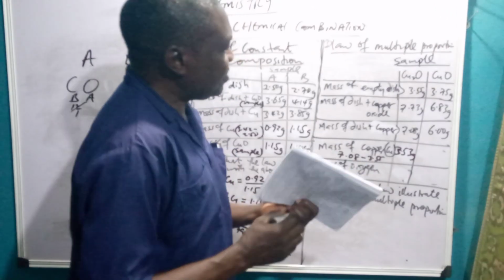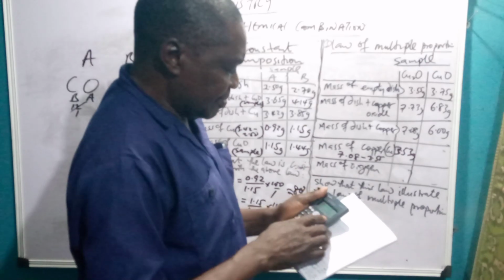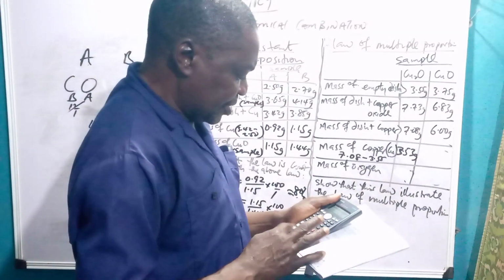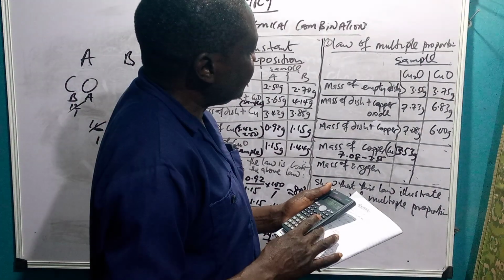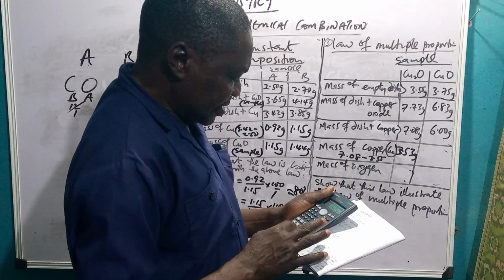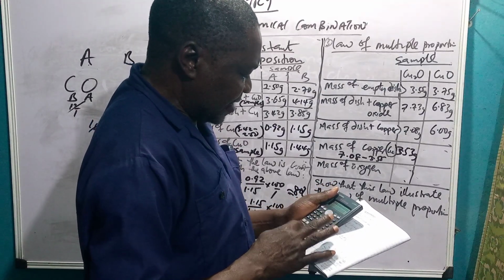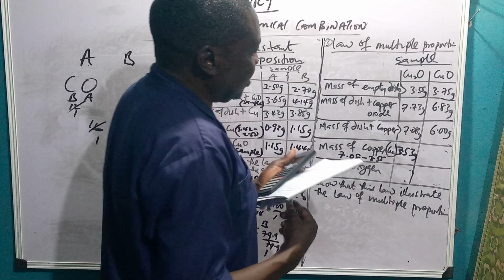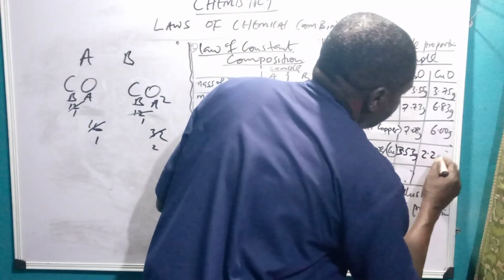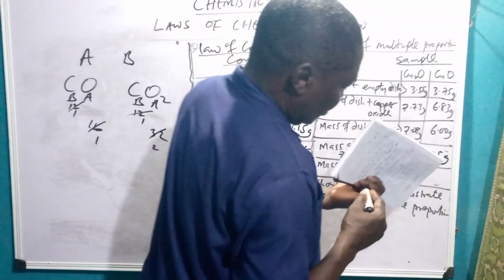Then the other one: 6.00 minus 3.75 will give you 2.25. 2.25 gram. That is what we have.